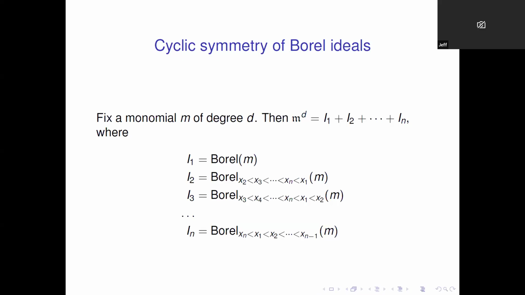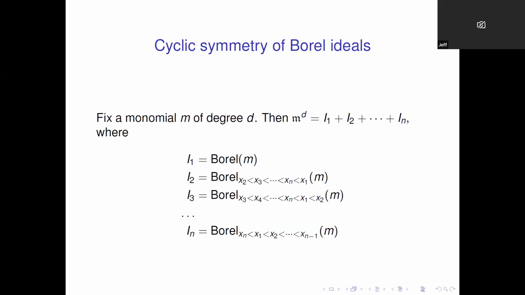So fix any monomial M and take the principal Borel ideal generated by M. But then switch up the order. Move x1 from the first variable all the way back to the last variable. And take the principal Borel ideal generated by M, but with respect to this new ordering of variables. And then switch up the order again. Now move x2 all the way to the back, take the principal Borel ideal generated by M with respect to these, and keep going.